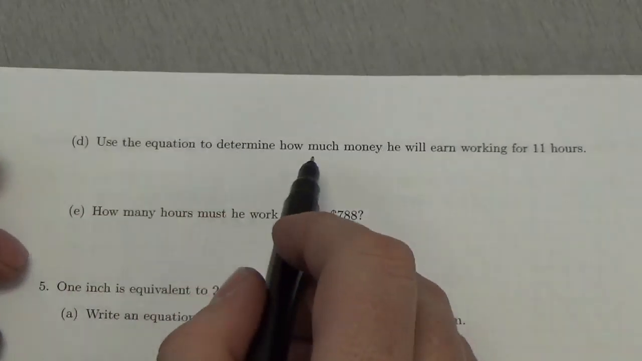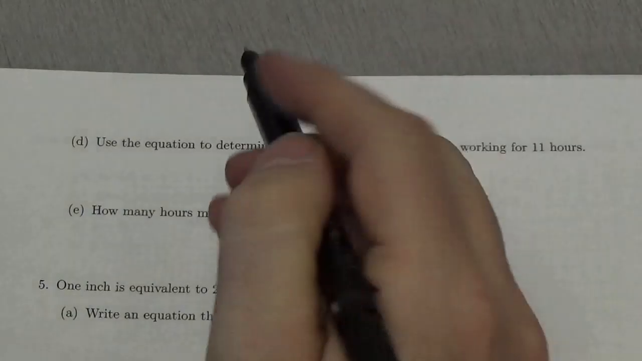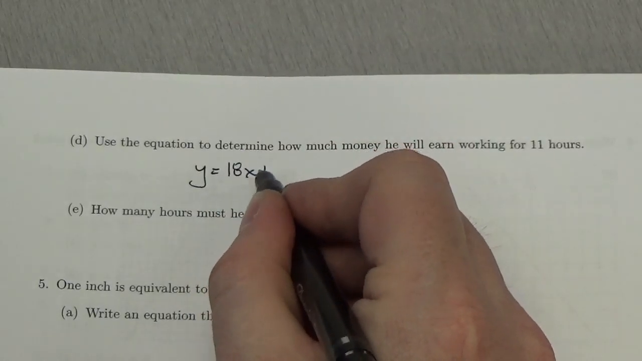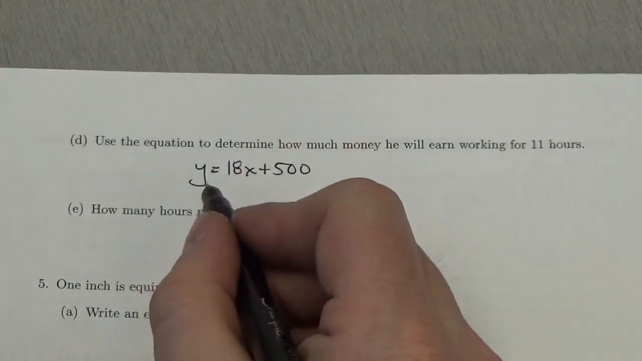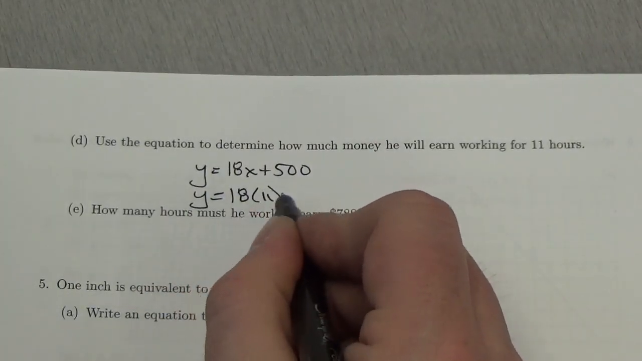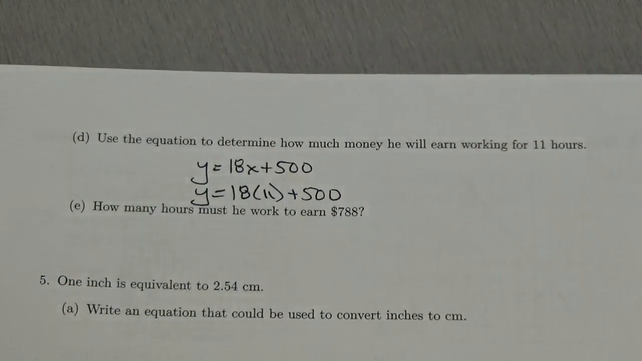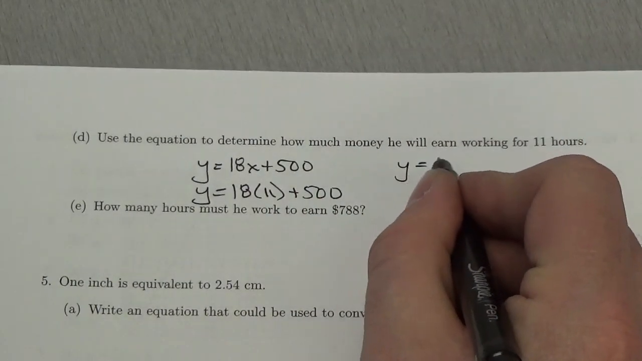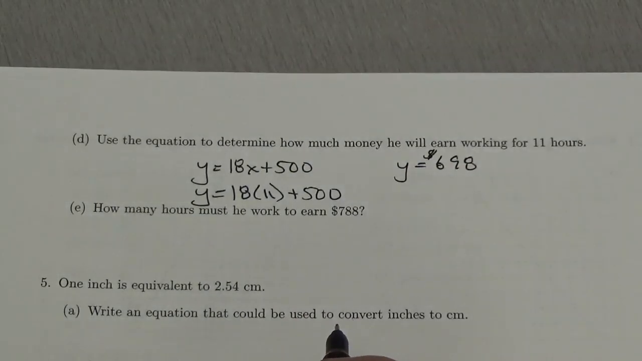So use the equation to determine how much money he will earn after working for 11 hours. Okay, well, my equation was 18x plus 500. If I know that he's working 11 hours, I'm going to replace the x with 11. So it's going to be 18 times 11. I'm just doing this on my calculator here. And then I add the 500. And so what I get here is $698. That's how much he would earn.